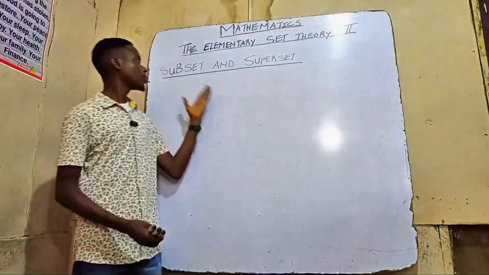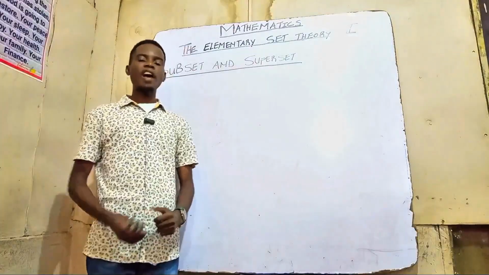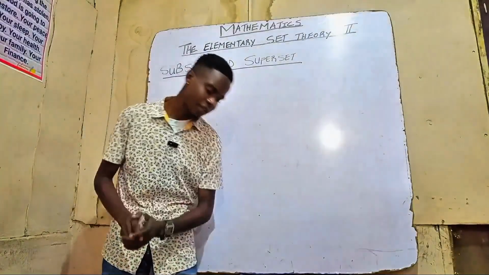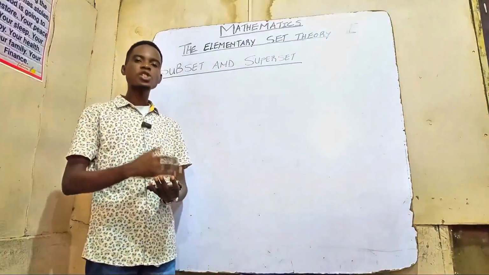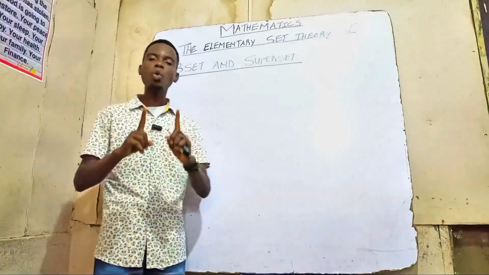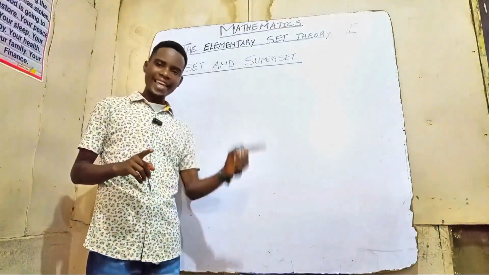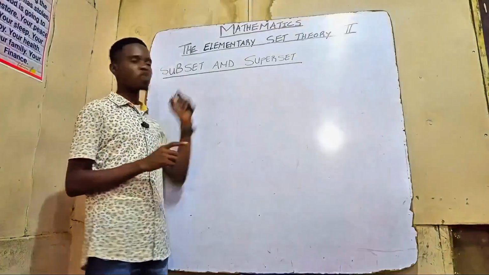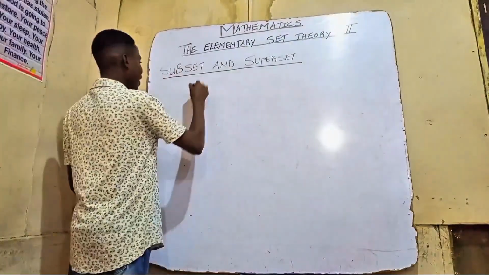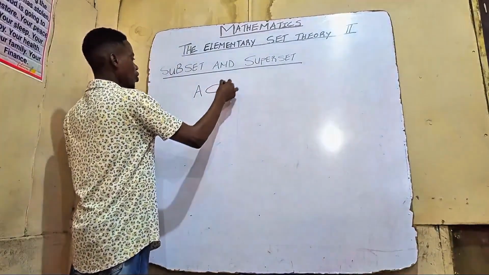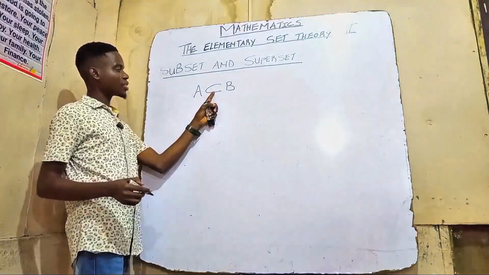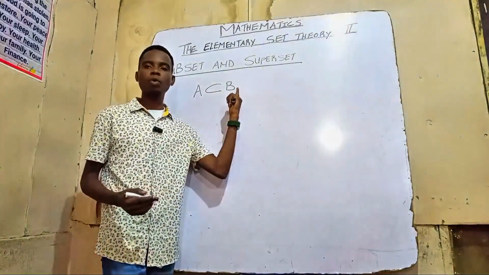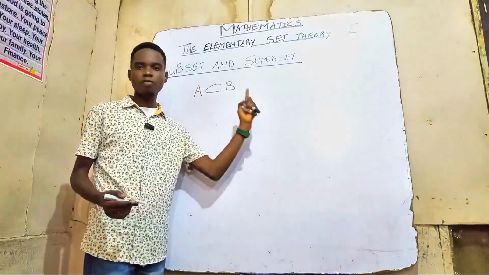Now let's consider what we mean by subset and superset. I've been using the word subset. What does subset mean? If I have two sets A and B, I can say A is a subset of B if and only if every member of A is also a member of B. That is what we mean by a subset, and it is denoted by this: A is a subset of B. Again, subset means every member in A is also a member in B.